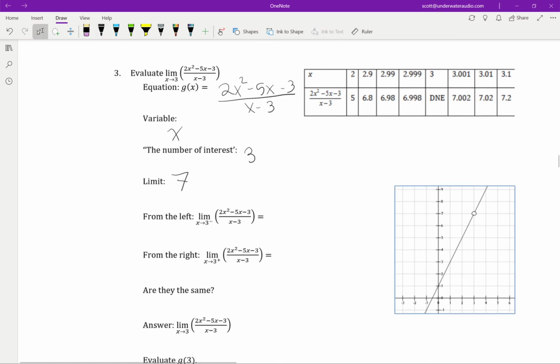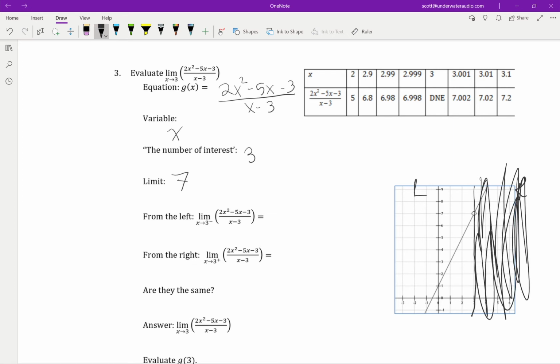If I look at it from the left, I'm just going to draw a line here at 3. This is the left side, this is the right side. I'm supposed to do the limit from the left, so I'm going to ignore the right side completely. And as I look at this line right here, the line is getting closer and closer to a height of 7 right there.